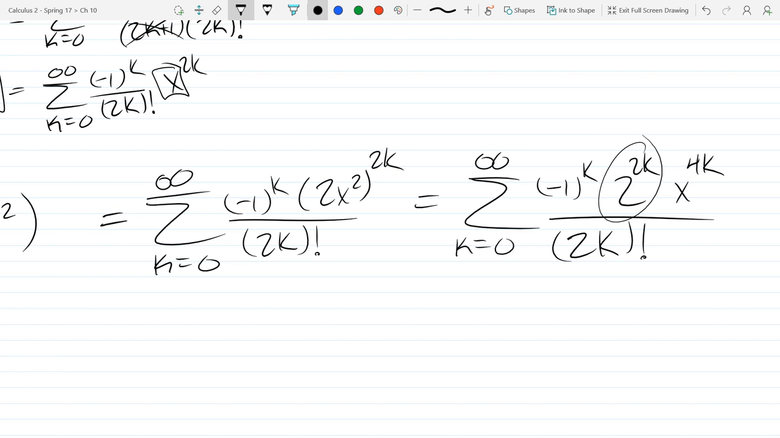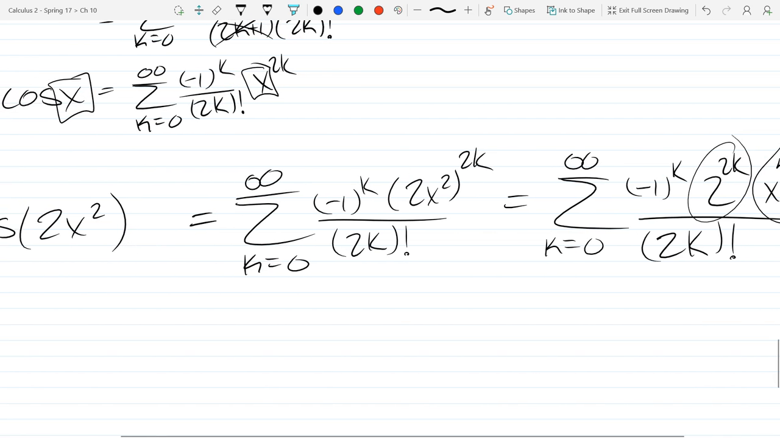I also see a 4k, which I could probably recover, but that might be a little more tricky to see because you have to kind of factor out that 2k power, which may not be obvious how to do. So the short answer is you can go from a series back to a function if you can reverse the algebra to make it look like one of the popular ones you know about.